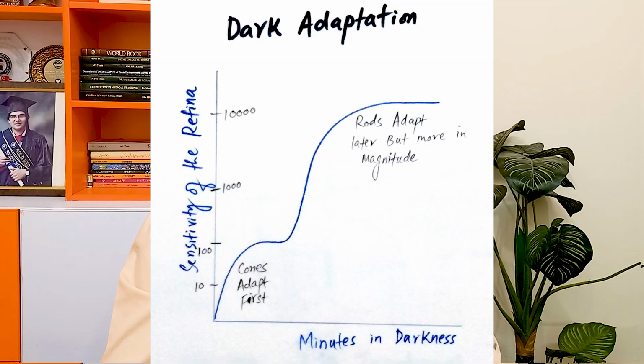Both cones and rods play their role in dark adaptation. Cones are the photoreceptors which are quick to adapt during darkness, followed by rods. But the adaptation provided by cones is much less as compared to the adaptation provided by the rods. There are three important mechanisms involved in dark adaptation.